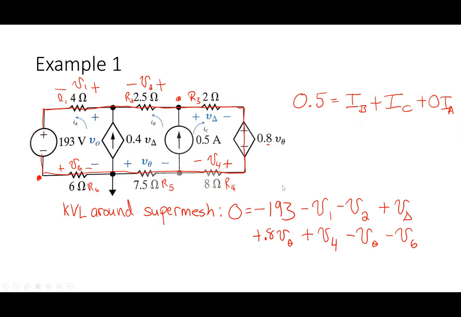Okay. All right. Now what I've got to do is figure out how to get this in terms of currents. So I'm going to say 193, and I'm going to bring that over. Let's do this carefully. 193 equals negative V1. So don't even think about that negative sign. Just think about V1. How do I write V1?